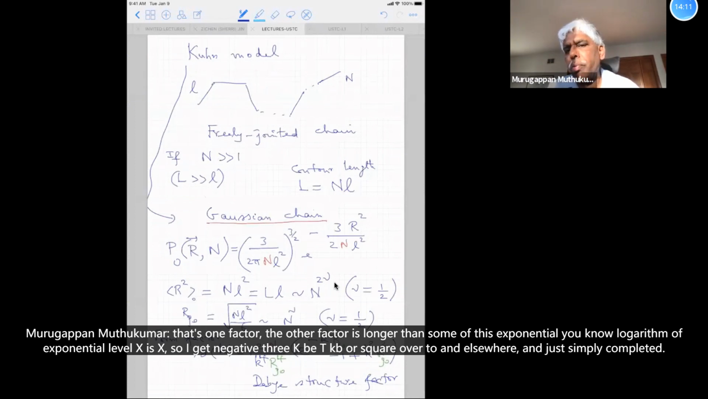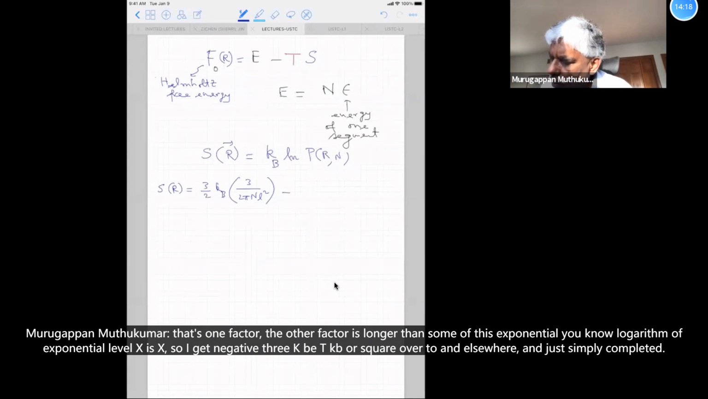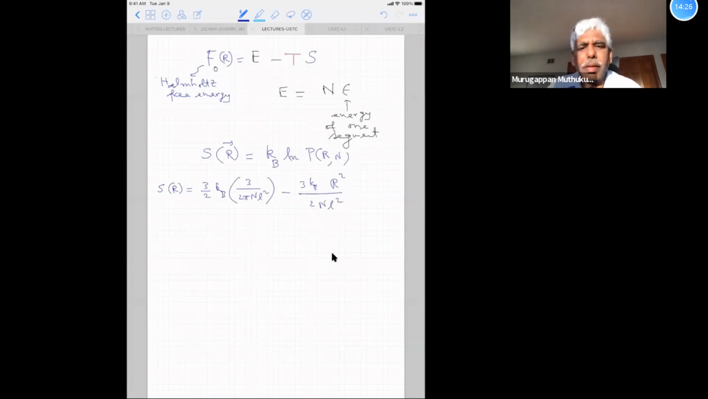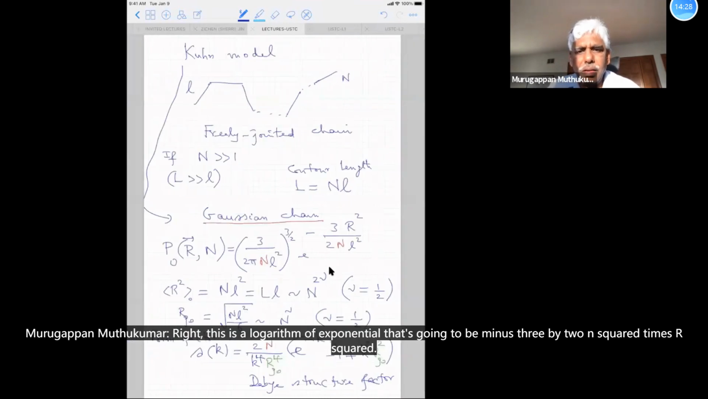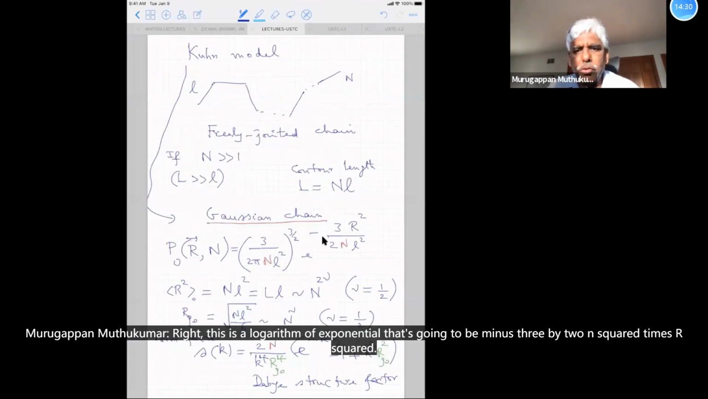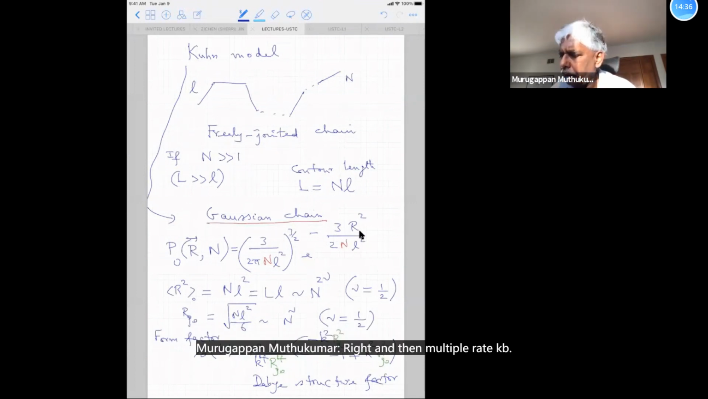The logarithm of exponential of x is x. So I get negative 3 KB R squared over 2 n L squared. I just simply copied it. All right, this is the logarithm of the exponential. That's going to be minus 3/2 n L squared times R squared, all right, and then I multiply by KB.